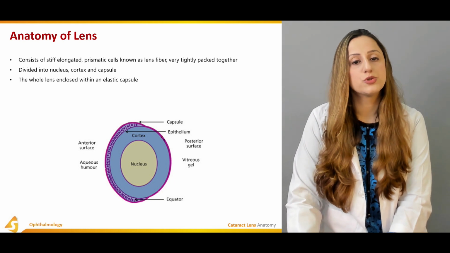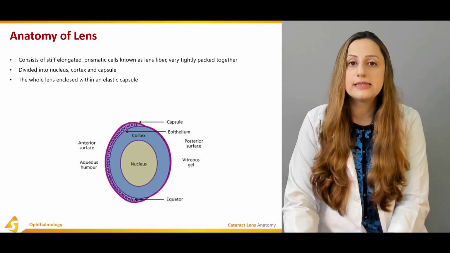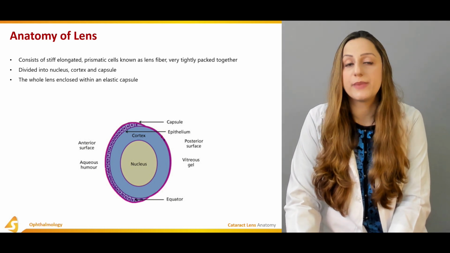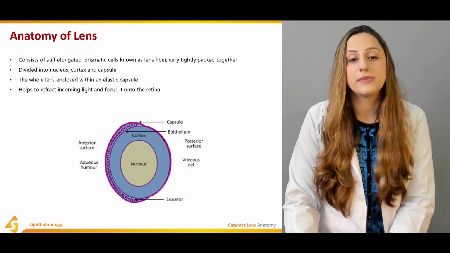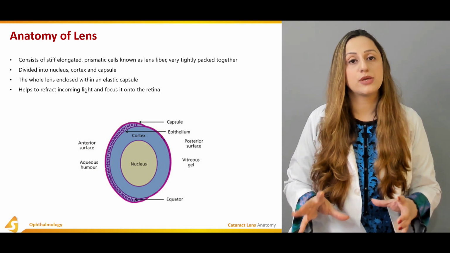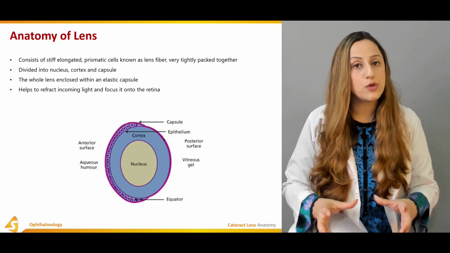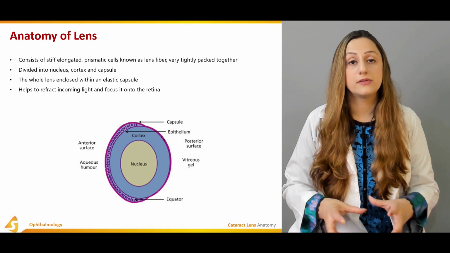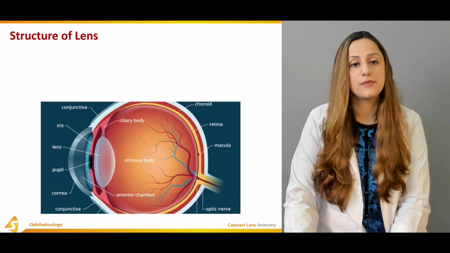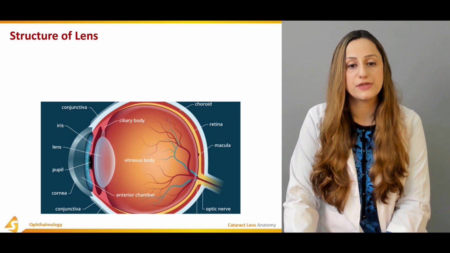So the whole lens is enclosed within an elastic capsule that provides a protective covering, protecting the lens from any insults, for example trauma or infectious or inflammatory states. It helps to refract the incoming light and focus it onto the retina. So this is the main function of the lens, to make an image on the retina. If it's not functioning properly, the light is refracted in an abnormal way, and it's not going to form a clearer or distinct image on the retina. So this is the main pathology that occurs due to the opacification of the lens.